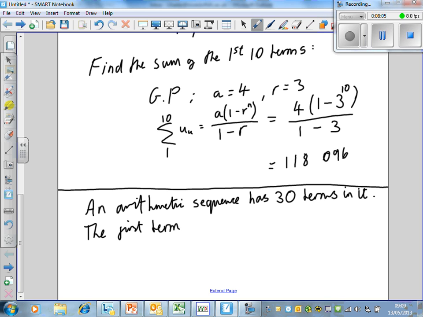The first term is 4. The sum of the 30 terms is, I'm just making this question up on this card. I'm just going to quickly do some calculations.